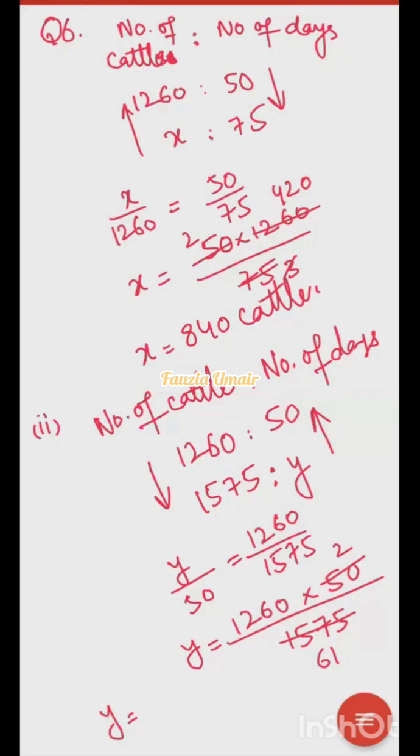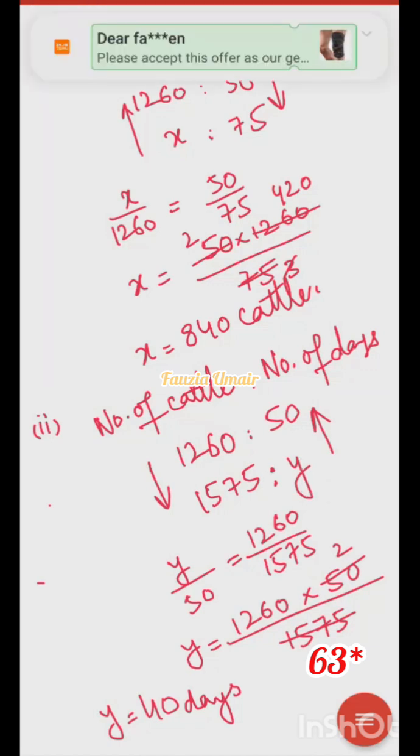Yes beta, 1260 multiplied by 50 divided by 1575. So the answer is 40. Okay, the answer is 40. So 40 days, and that makes sense because the number of cattle are more, and definitely the fodder will last for fewer days. Okay, so it's 40 days.